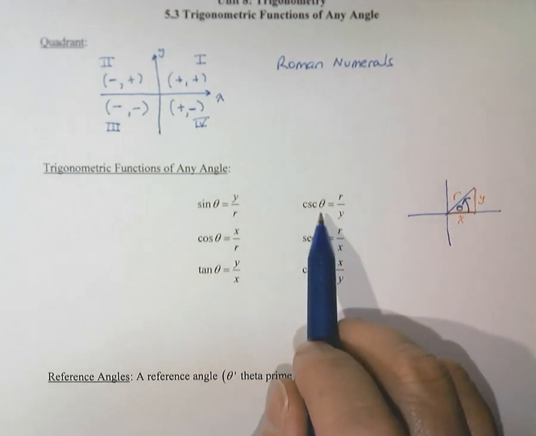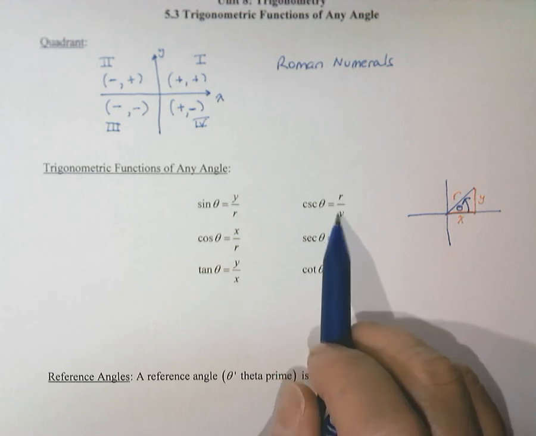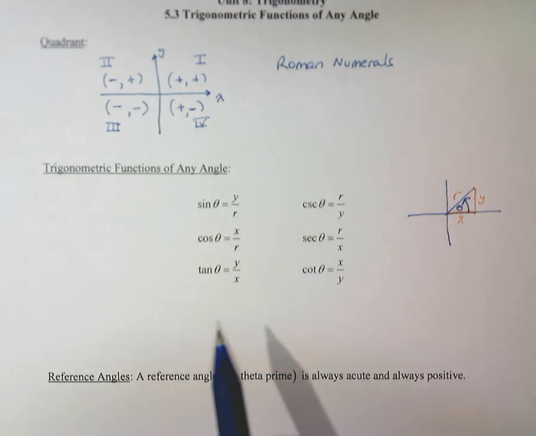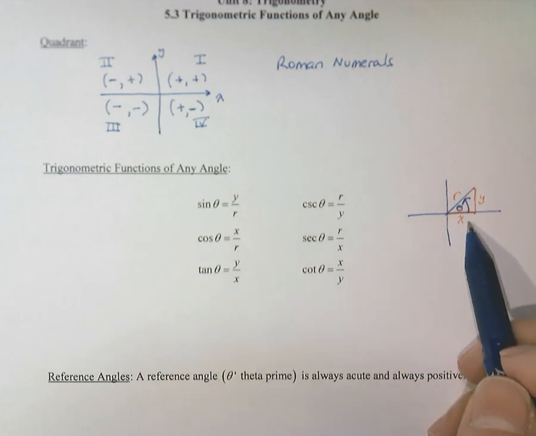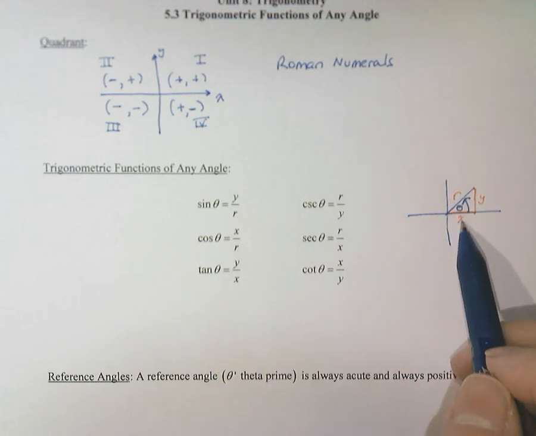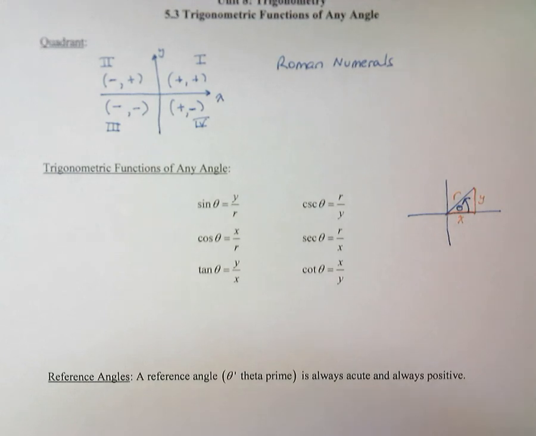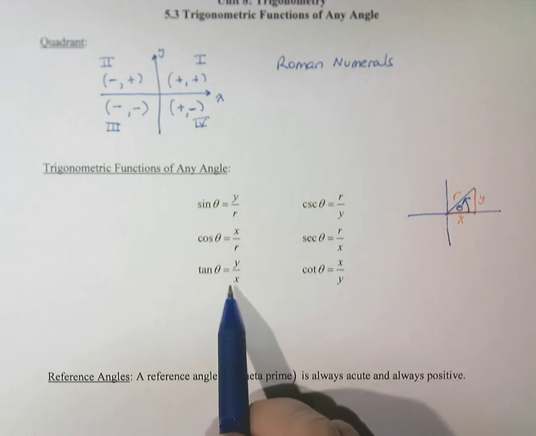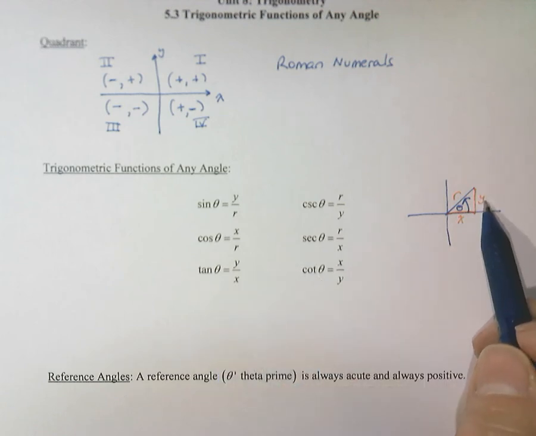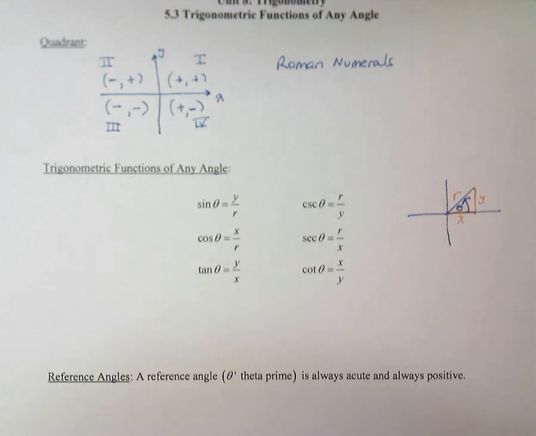Cosecant is just the reciprocal of sine. So I flip it into r over y. If I were taking the cosine of theta, cosine is going to be adjacent over hypotenuse, so x over r. Secant is the reciprocal of cosine, so r over x. And my tangent of theta is my opposite over my adjacent, so y over x. And so this is what we're going to use to find ratios.